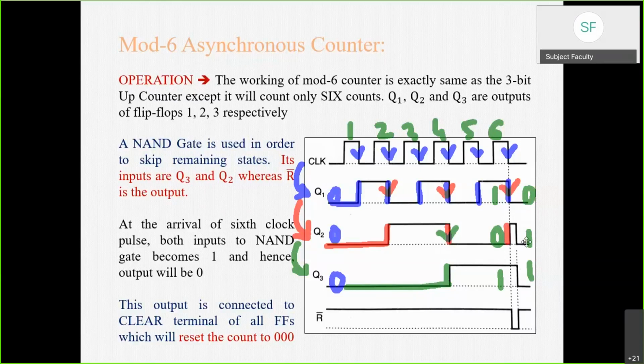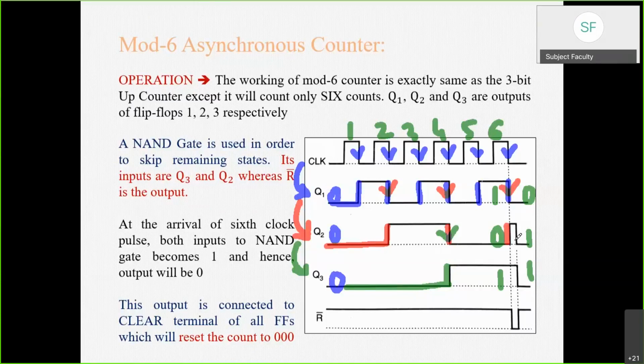As soon as this happens, you can observe for a very small duration the value of Q2 becomes 1 and the value of Q3 also becomes 1. It goes into the next cycle for a very small duration of time. What does this narrow pulse indicate? It indicates that for a small period of time, your counter will go into the 6th state.